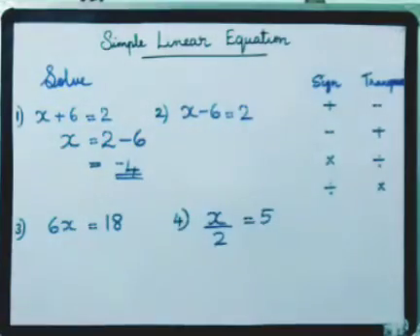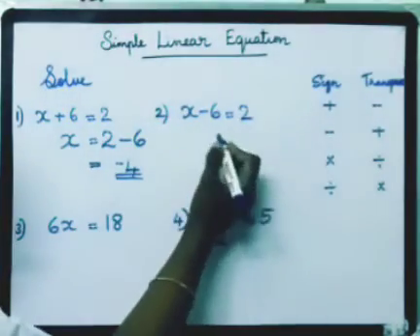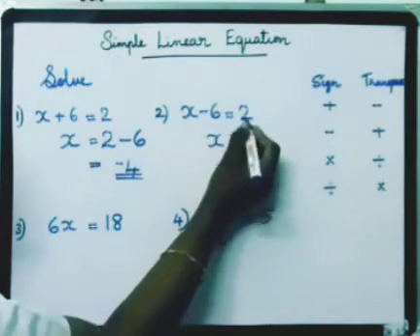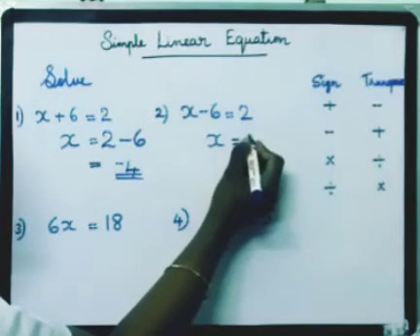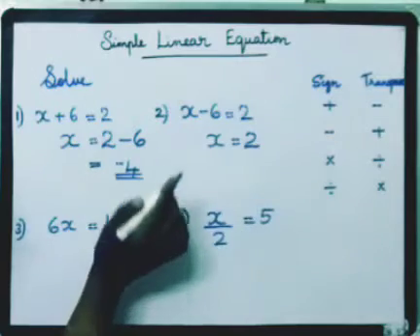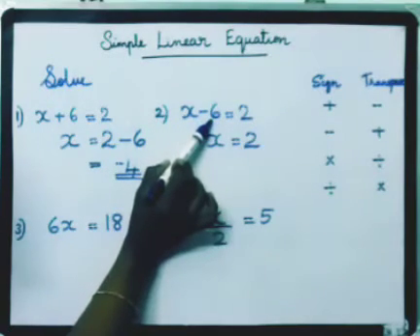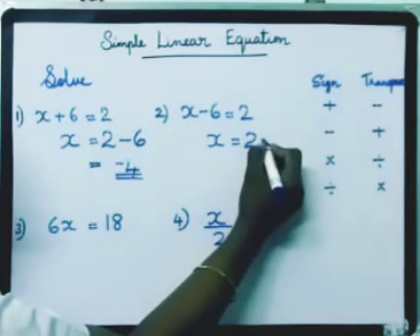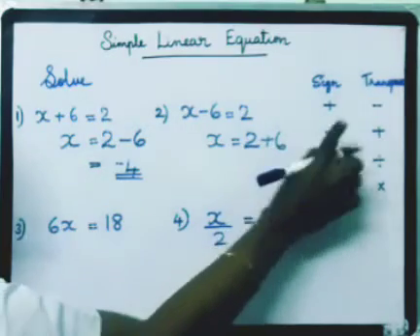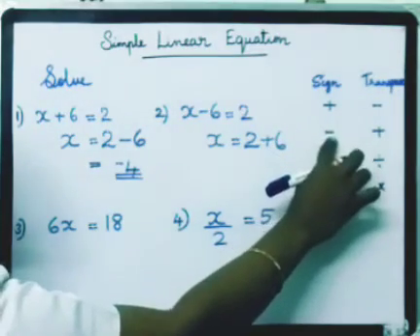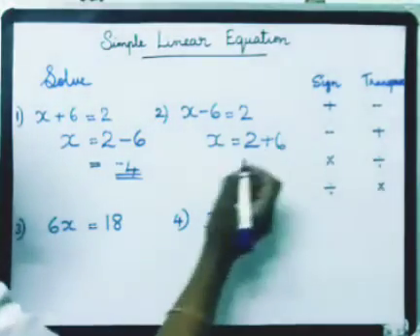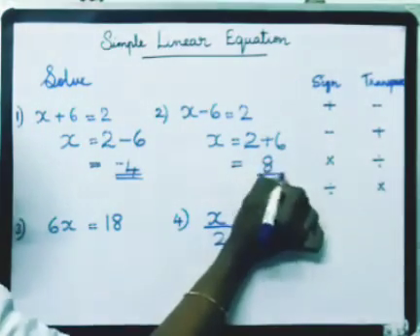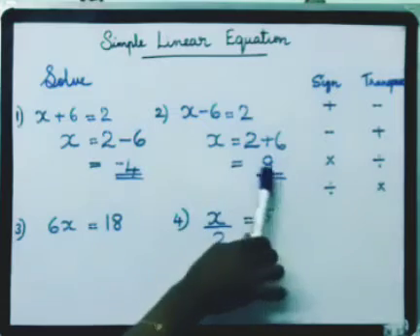Then look at the next question. x - 6 = 2. So you want to find out the value of x. x is equal to, what is written on the right side? 2. That number you have to write first. Then what is written on the left side? That number is negative 6. So when you transpose it to the other side, it becomes positive 6. That was explained in the beginning of the class. Negative terms come, when you transpose it becomes positive. So 2 + 6, that is the normal way of addition. 2 + 6 is 8. So the value of x is equal to 8.